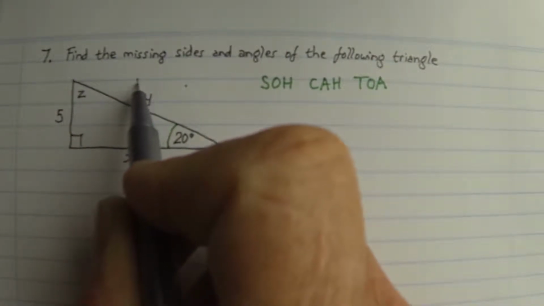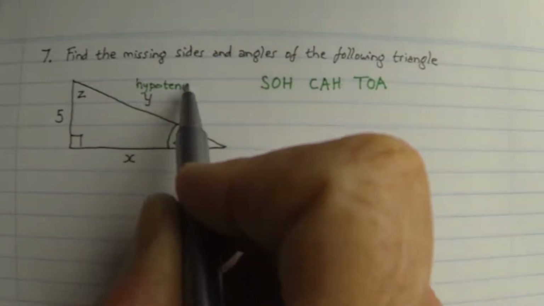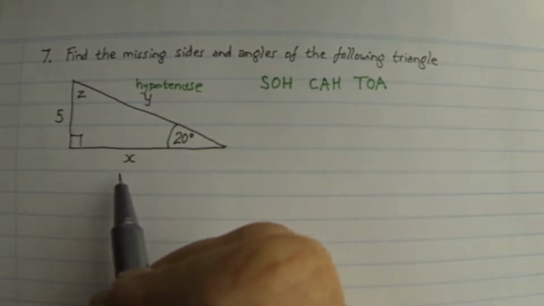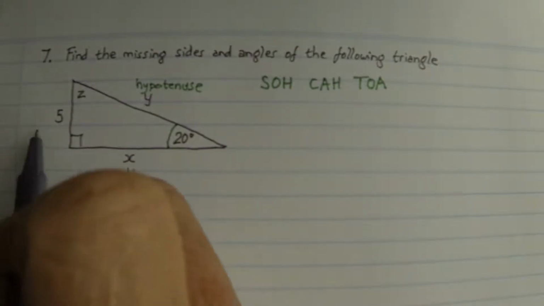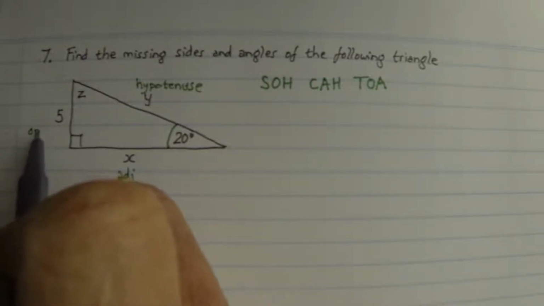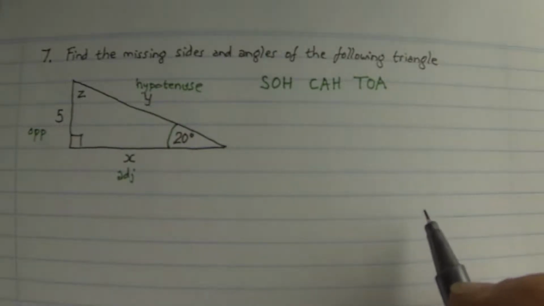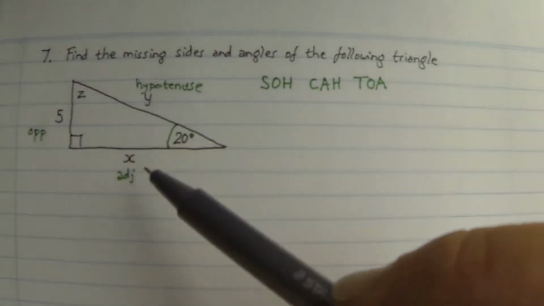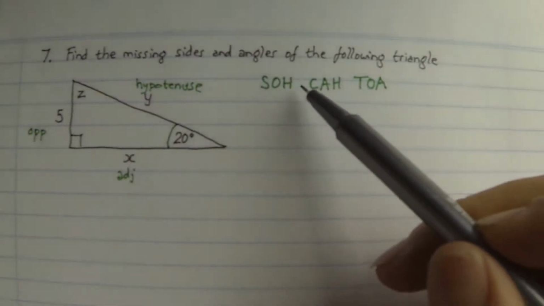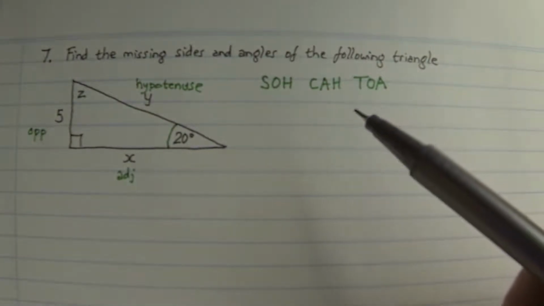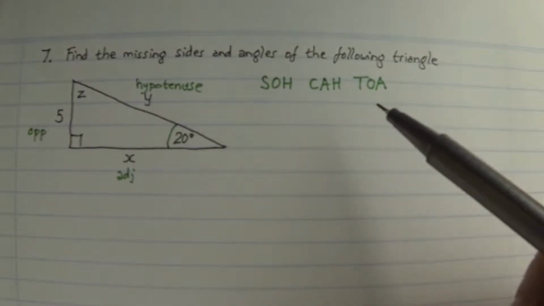Y is the hypotenuse. X is adjacent to the 20-degree angle, it's touching it, and 5 is the side opposite the 20-degree angle. So to solve for the unknowns here, x and y, all you need is one of these relationships in which you know two of the things.